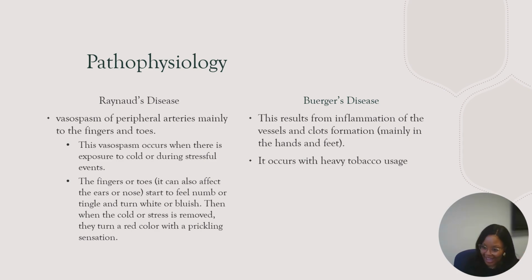And you are correct. Because of what? The lack of blood flow. All right. So Buerger's disease is a result of inflammation of the vessels and clot formation, right? This mainly happens in your hands and in your feet. And this happens with people who smoke a lot. Heavy tobacco use.